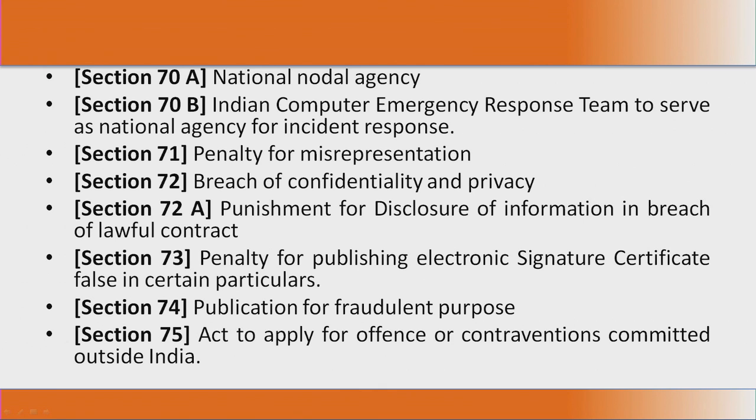71 is penalty for misrepresentation. 72 is breach of confidentiality and privacy. 72A is punishment for disclosure of information. Again, it is the opposite of confidentiality. 73 is penalty for publishing electronic signature certificate false in certain particulars or false electronic signatures in particular. 74 is publication for fraudulent purposes, and 75 is act to apply for offence or contraventions committed outside India.